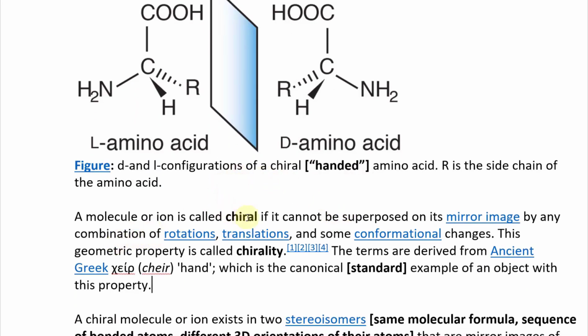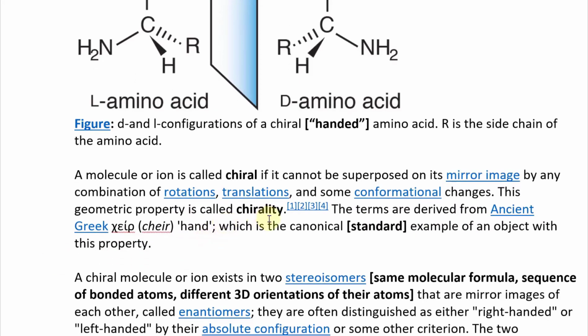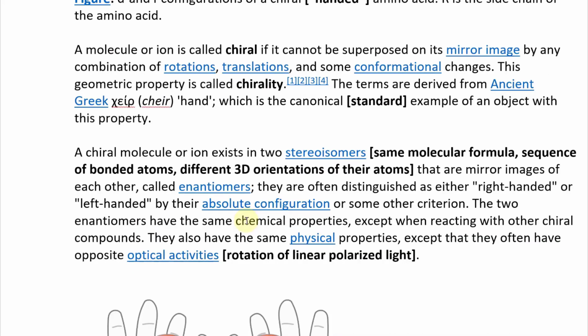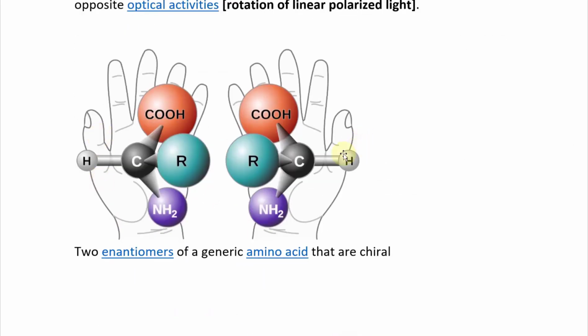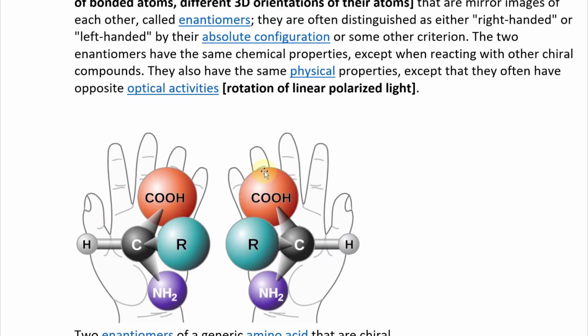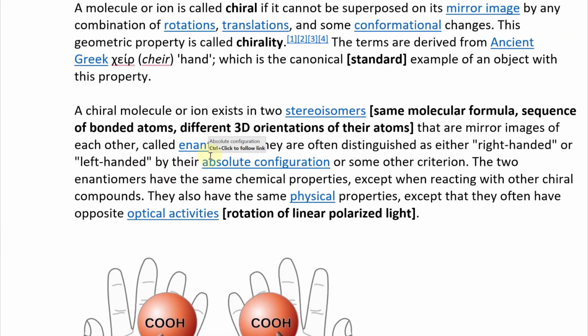A molecule or ion is called chiral if it cannot be superimposed onto its mirror image. In other words, it cannot be placed directly on top and be exactly the same by any combination of rotations, translations, and some conformational changes. This geometric property is called chirality. The term is derived from the ancient Greek word for hand, which is cheir, the canonical or standard example of an object with this property. In other words, your hands are chiral to each other. If you look in the mirror, your right hand becomes your left, and you can't superimpose your left and right hands together.